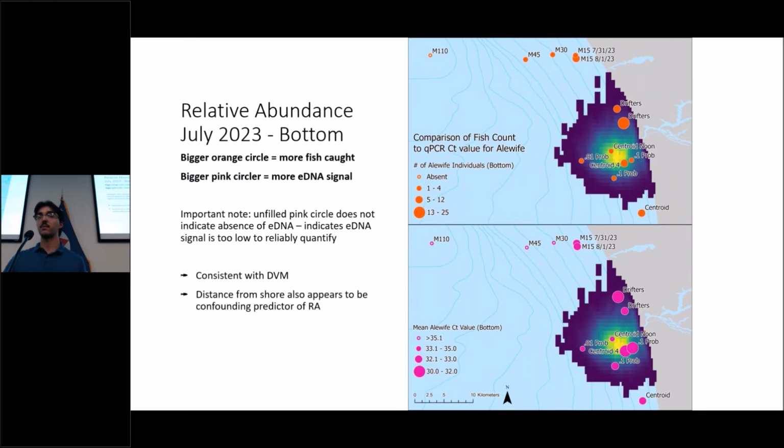Now moving to the bottom samples, we immediately see much higher fish catches and eDNA signals and general correspondence to our model output, as it appears the larval fish follow the zooplankton behavior of DVM. Additionally, we see that distance from shore appears to be a confounding predictor of larval fish. This makes sense as the model tracks only advection of fish caught at the transects near the top of the map. And we are likely picking up fish and eDNA signal from alewife larvae that had not been advected from shore.